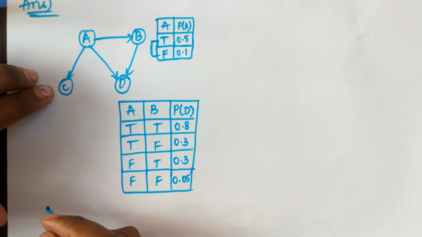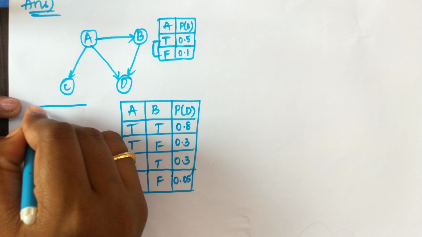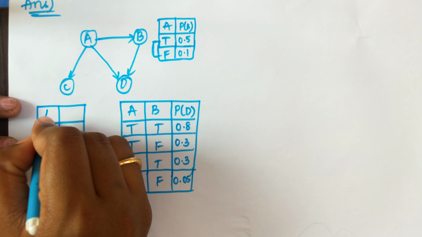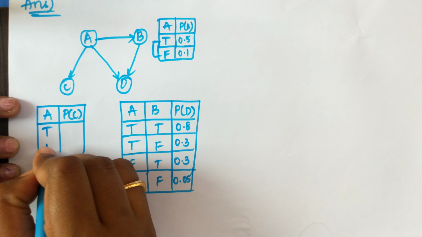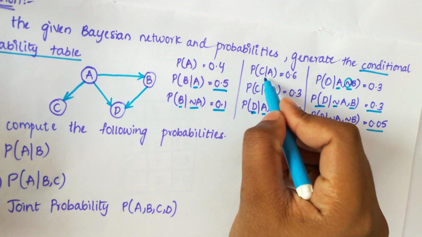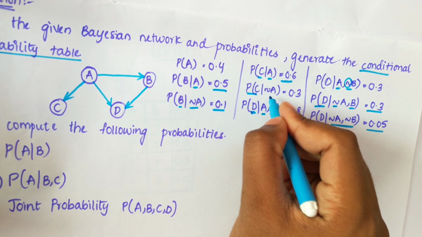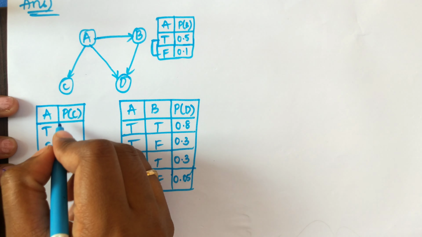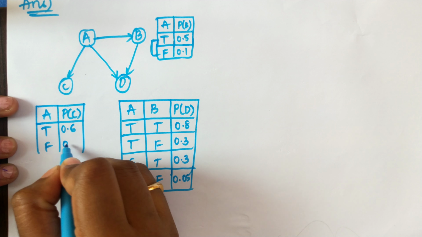Now, C is only dependent on A, right? So you can find the probability of C value with only A. Probability of C, A can be true or false. Again, probability of C if A is true is 0.6. Probability of C if A is false means 0.3. We write these values here: 0.6, and if A is false, 0.3.